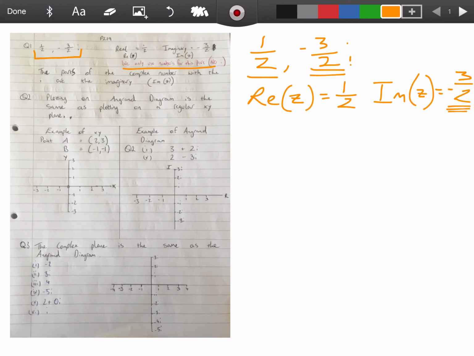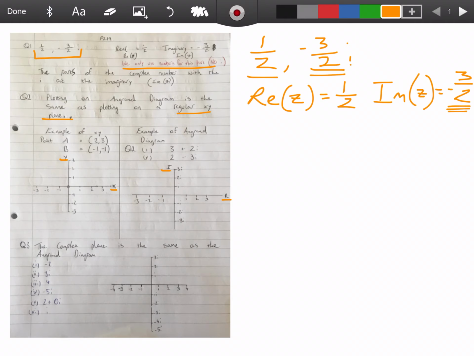Question 2 then, plotting on the Argand diagram. As we said, we've done these from the mock exam corrections, and we did a couple of other exam paper questions that tie in plotting the points. So I just wanted to do this on the page and show you. It's exactly the same as what you would do on an XY plane, as I've mentioned there. But instead of having the x-axis, we've got the real axis, and instead of having the y-axis, we've got the imaginary axis. So that's the only difference. The same process is the way we do it.